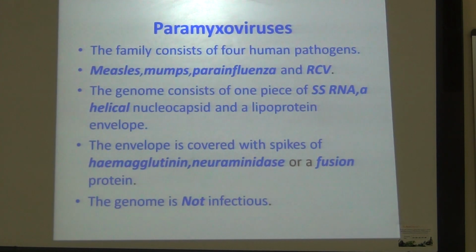These spikes have hemagglutinin and neuraminidase, and they have the capability of fusion of the cells through their fusion proteins. And some of these proteins also cause hemolysis. So these are the characteristics of the viruses of the Myxovirus family, and the genome is not infectious.